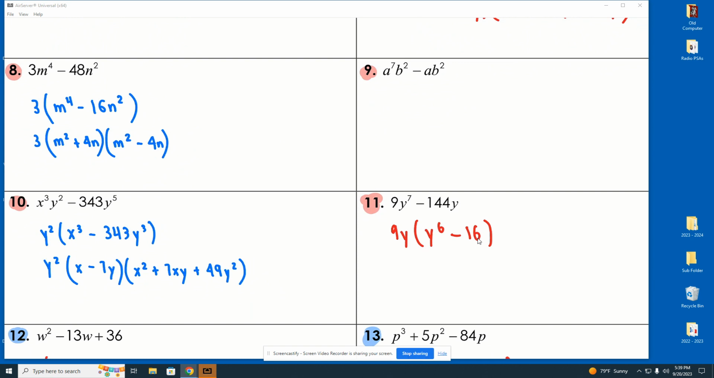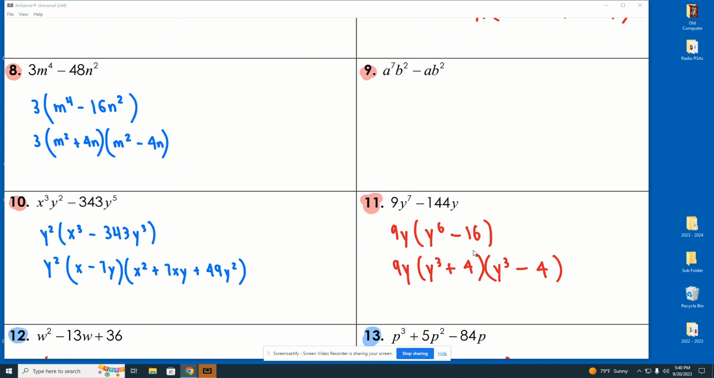But it is a perfect square. So this is going to be treated like difference of squares. So I'm going to factor it into two binomials. What multiplies by itself to get y to the sixth? Well, that's y cubed times y cubed. What multiplies by itself to get 16? 4 and 4. And of course, the rule of difference of squares, one is plus and one is minus.